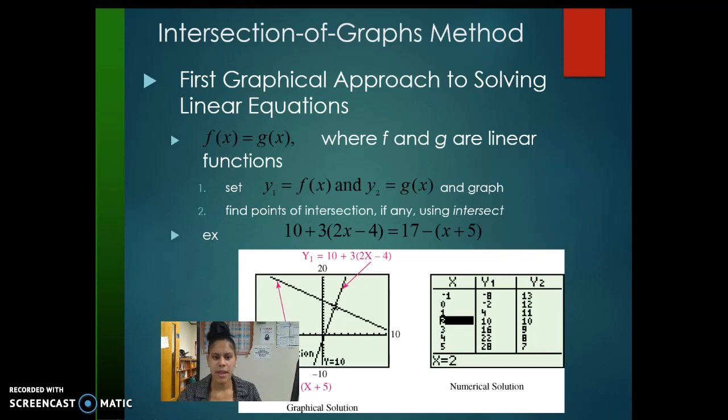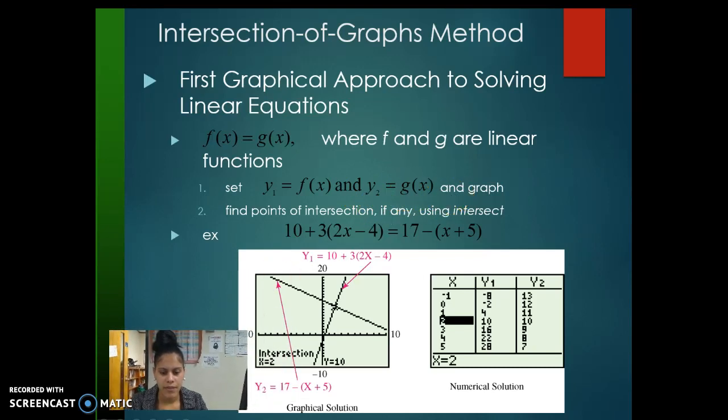Intersection of graphs method. First, the graphical approach to solving linear equations. So here you have y1 is equal to f(x) and y2 is equal to g(x). And on the graph, this is the original problem from the last presentation. So you have 10 plus 3(2x minus 4). Of course, you know that you distribute the 3 into the 2x and the 3 to the 4. Here you have is equal to 17 minus 1(x plus 5). Of course, once again, you distribute the negative sign.